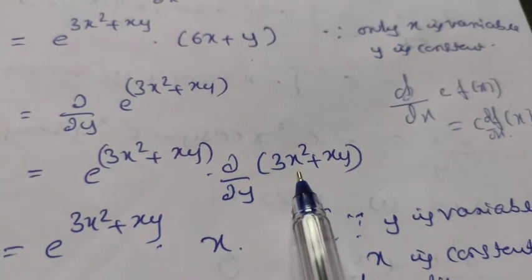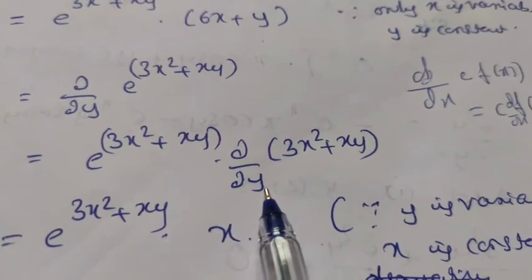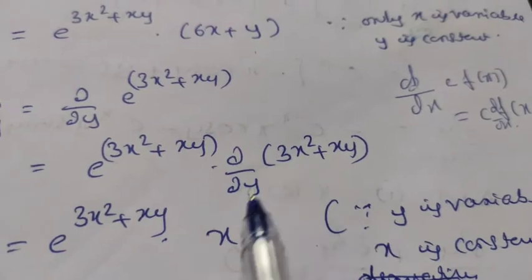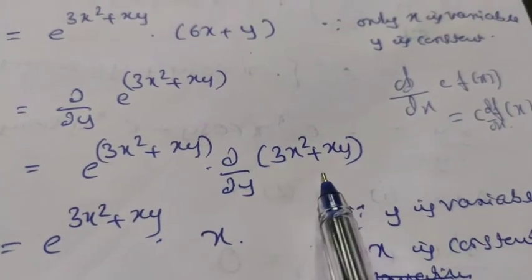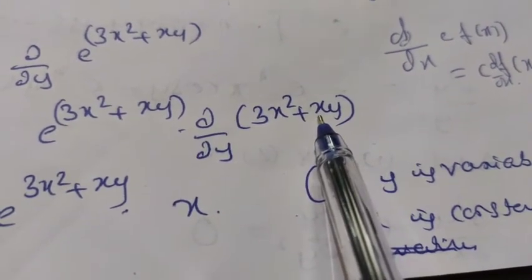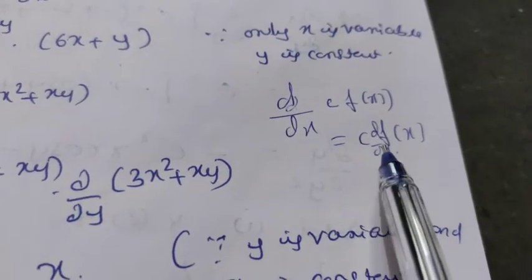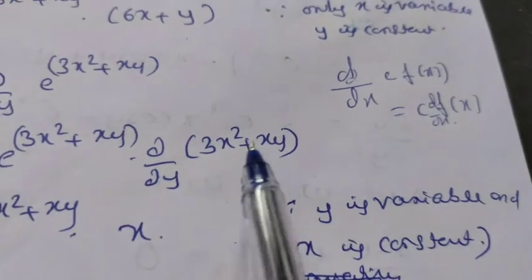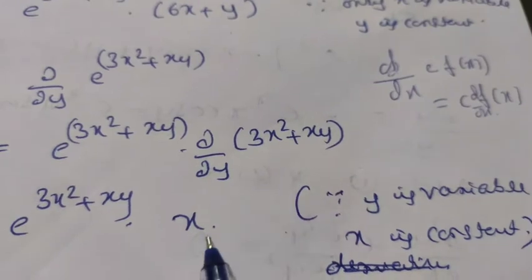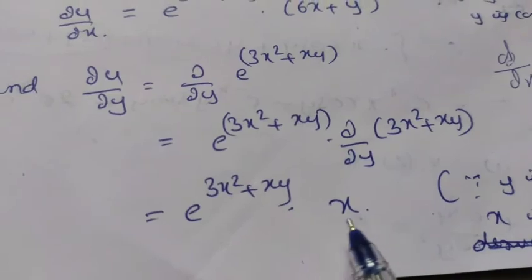So e raised to 3x² plus xy as it is, into the derivative of 3x². Again this 3x² is constant because we are differentiating partially with respect to y, so the derivative of a constant is 0. We can leave that. Then plus x into y. Again here x is constant. I told you, differentiation of constant into function means we keep the constant as it is and differentiate the function only. So we keep x as it is, and the derivative of y is 1. Therefore ∂u/∂y is equal to e raised to 3x² plus xy into 1.